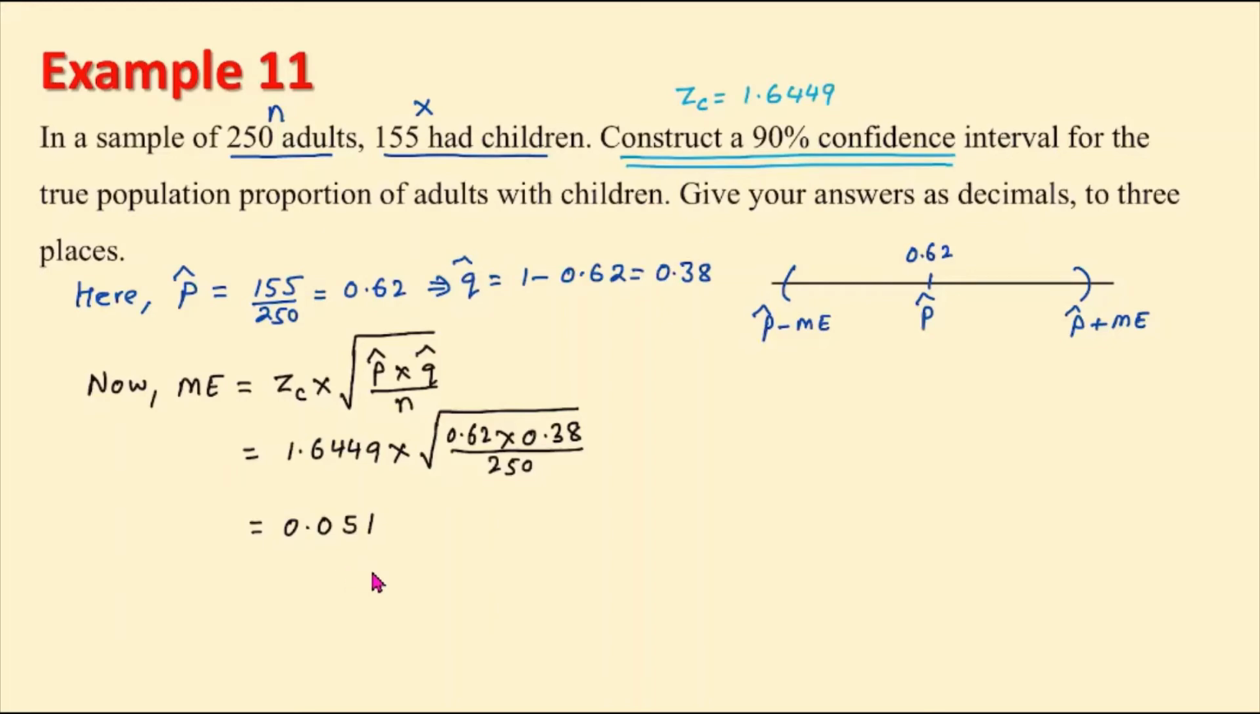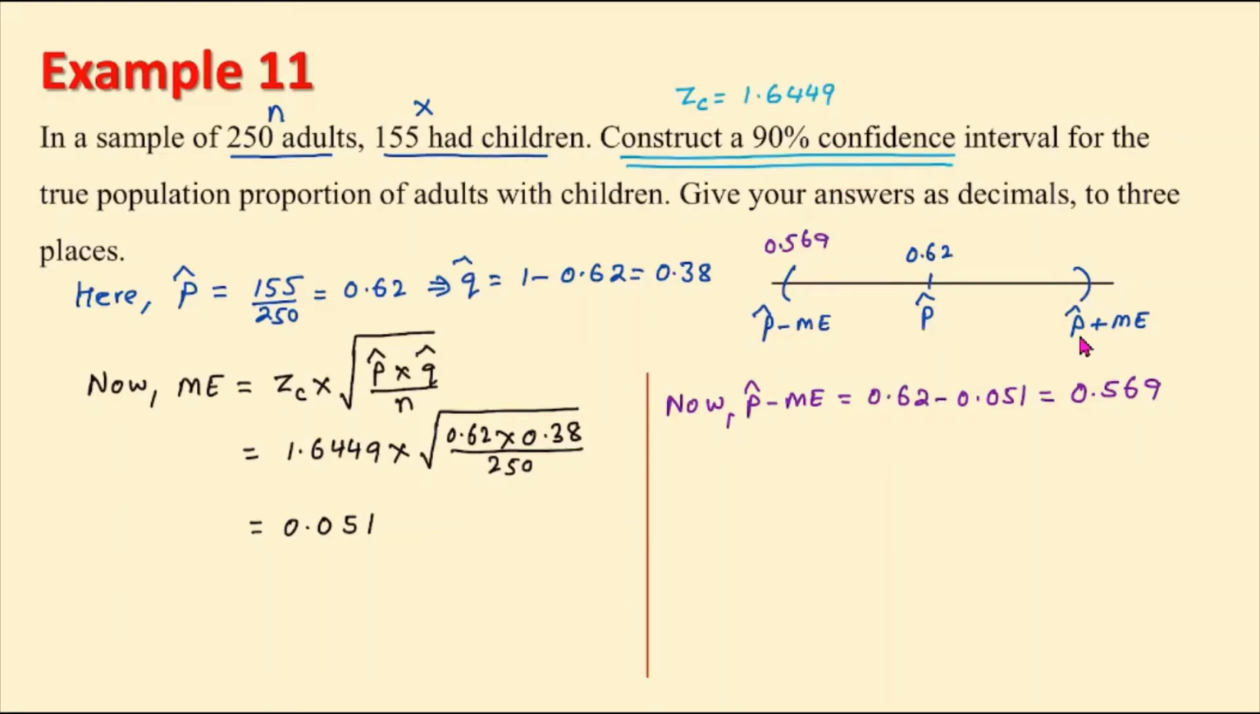Now, once we know the margin of error, we can easily find the lower boundary, and also the upper boundary. So let's do that. Lower boundary is p hat minus margin of error, which is 0.62 minus 0.051. And if we subtract, we get 0.569. So that is the lower boundary.